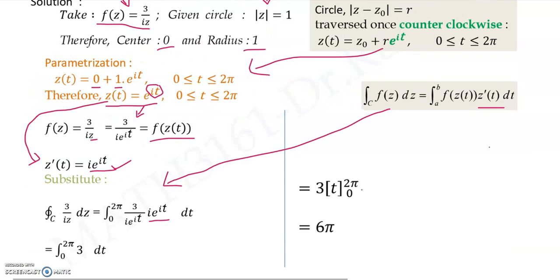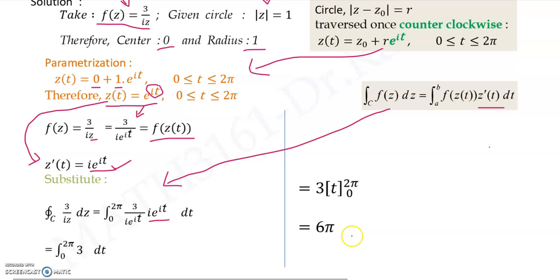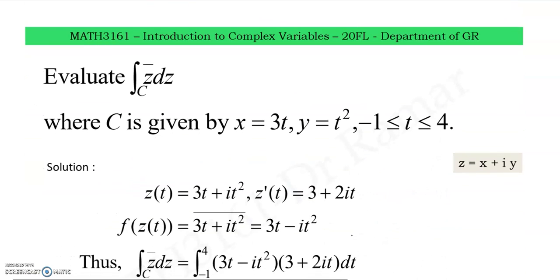This is the value of this integration over this contour C. That is 6 pi. That's it. Now we'll see another example.